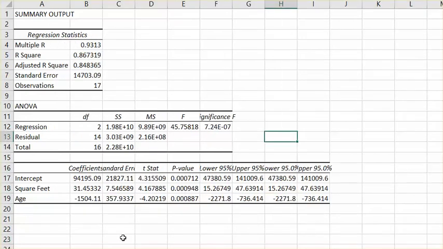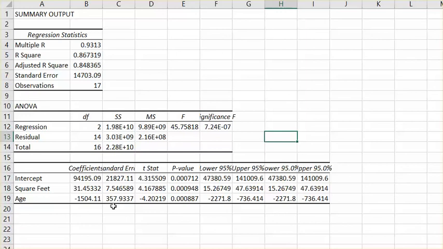Right here, we only have two of the independent variables. So my model would be: selling price equals my y-intercept of 94,195 plus my square footage coefficient of 31.45 minus my age coefficient of 1504. That would be my model that I would use to forecast selling price. That's the best, the most robust, because it ends up with the highest adjusted R-square.